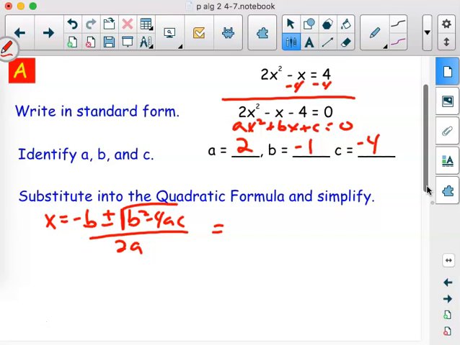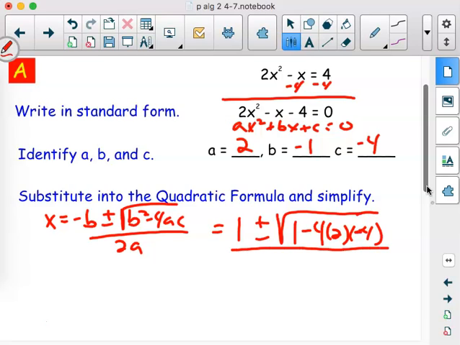Okay. Negative of negative 1 will be 1, plus or minus the square root of negative 1 squared is negative 1 times negative 1, which is 1, minus 4 times 2 times negative 4, all over 2 times a, which is 2 times 2, which is 4.